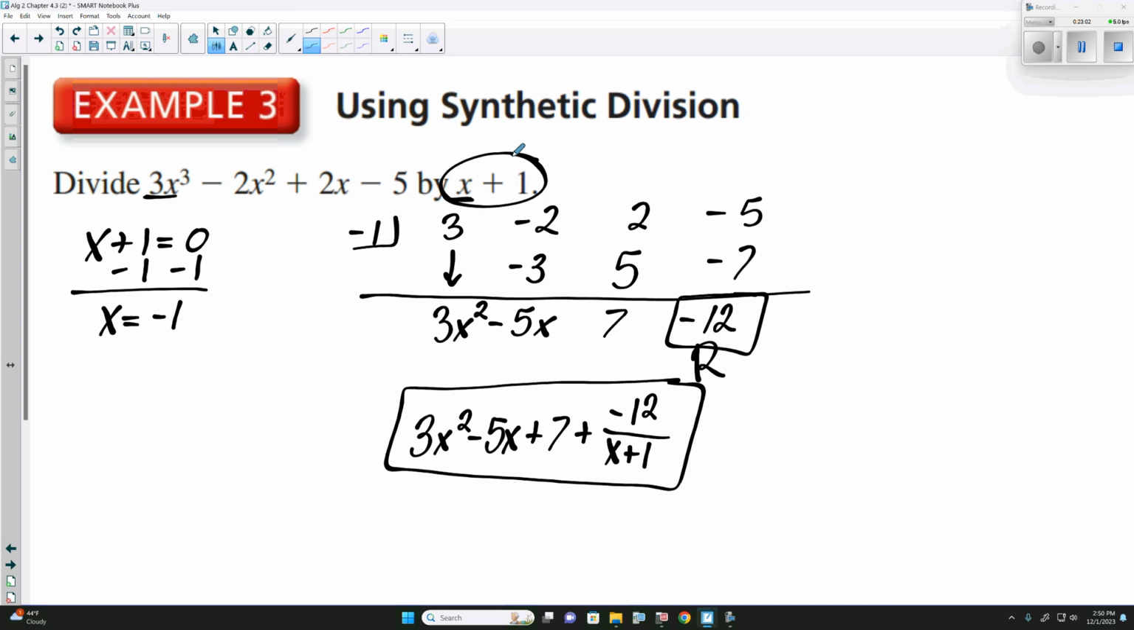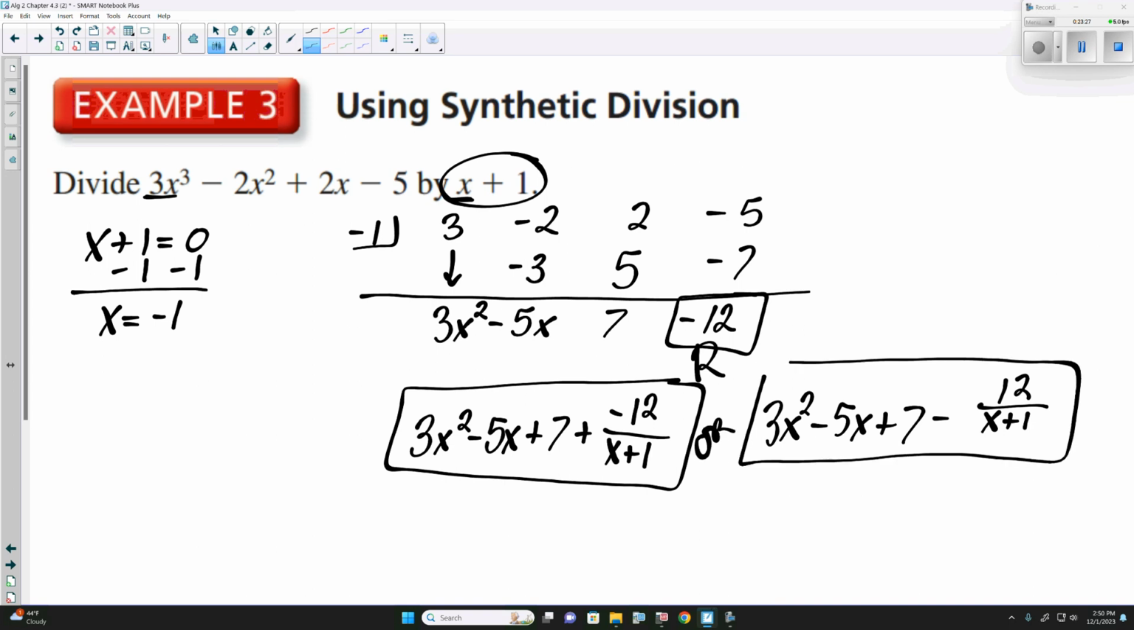Questions on this here? Questions on anything we've done so far? But that's it. So even if we do have a remainder, we do have this here. Now, another way we could write this is that we take the negative out front with the 12 and just say minus 12 over x plus 1. Either one of these is correct. Yep. Both of those are correct.